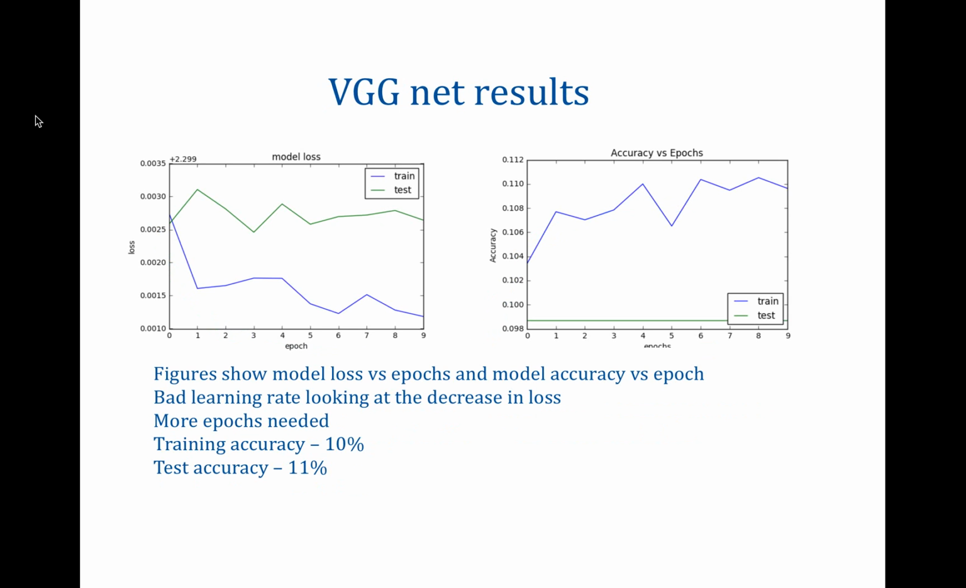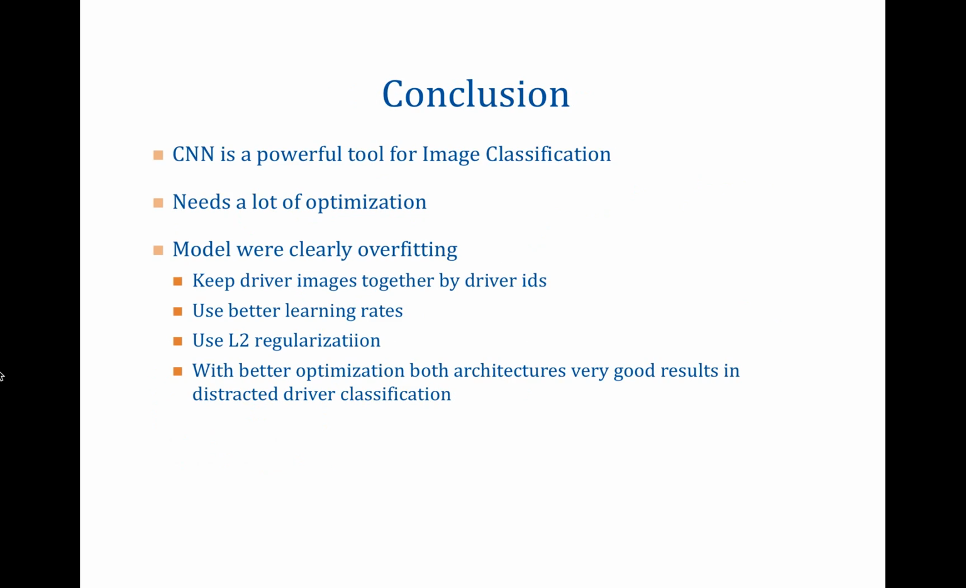Much worse results for the VGG net, as the model did not learn the function properly. Training accuracy just 10%, test accuracy just 11%, and it shows that the learning rate was also bad, and the neural network did not learn the function as a whole.